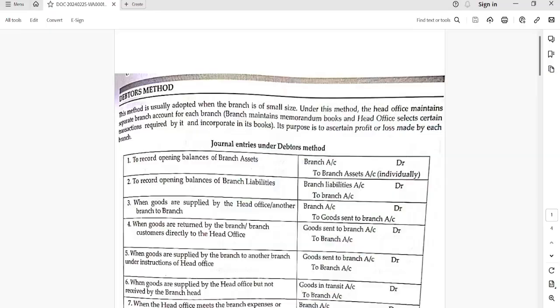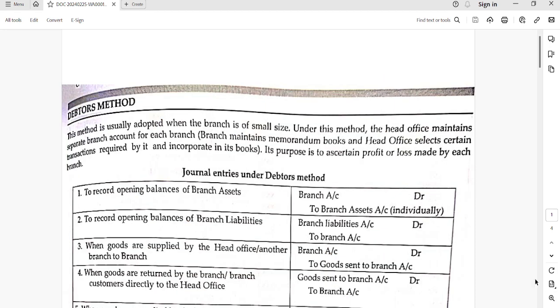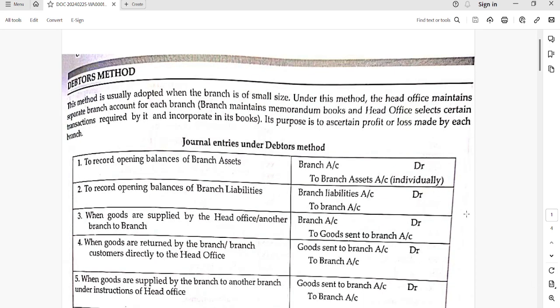See guys, I am sharing the screen, Adobe Acrobat 64-bit. I will make it a little bigger so that everyone can have a better understanding. Now see, this is the method which we have already learned, and now we are going to elaborate on this one.